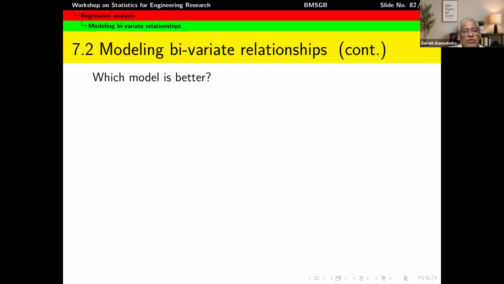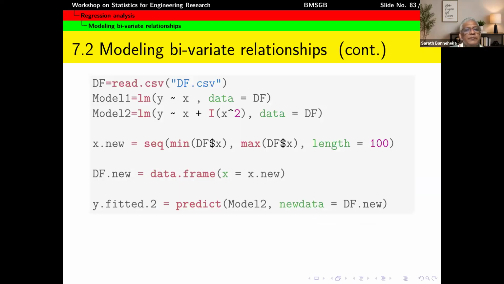So the question is which model is better? For example, I have fitted both models here. I am using R to fit the model. I have the data in a CSV file, df.csv. df means data frame. In that data frame, I have one column of y values and another column of x values.